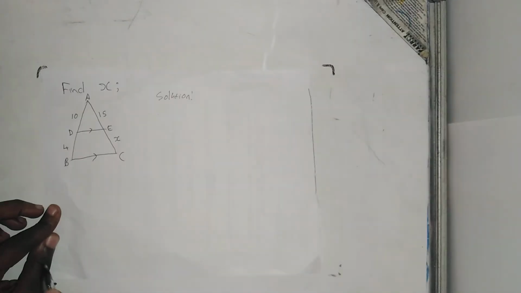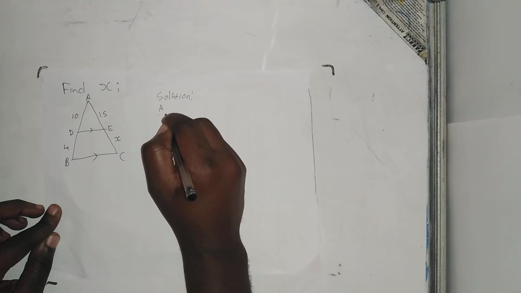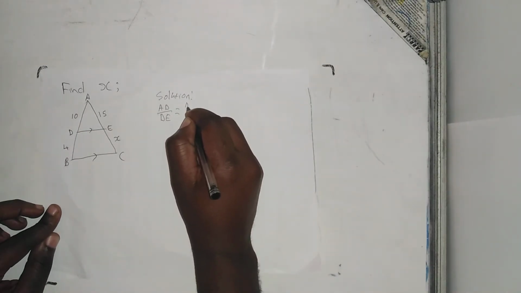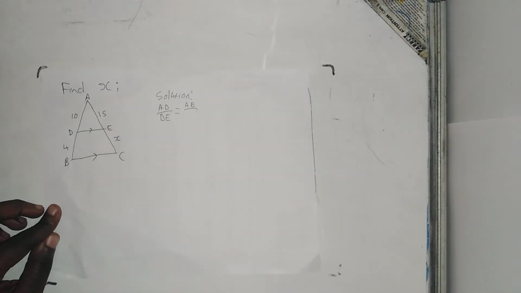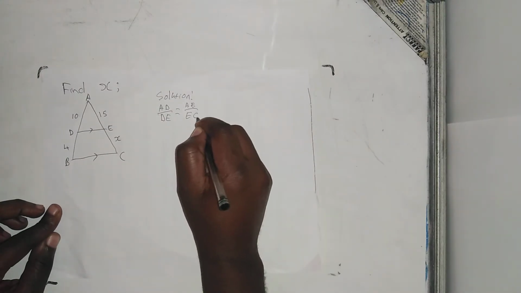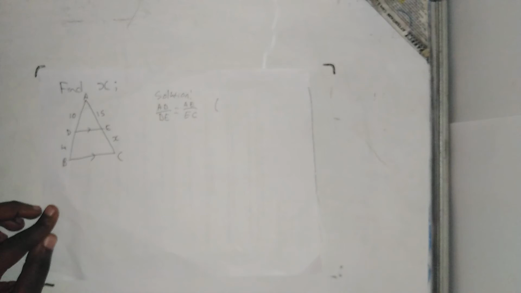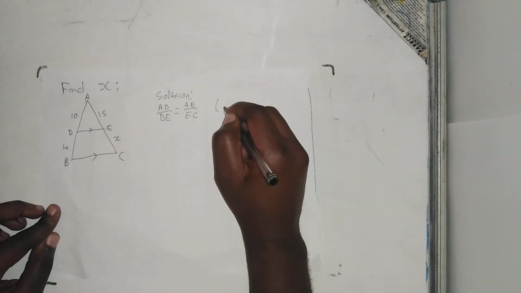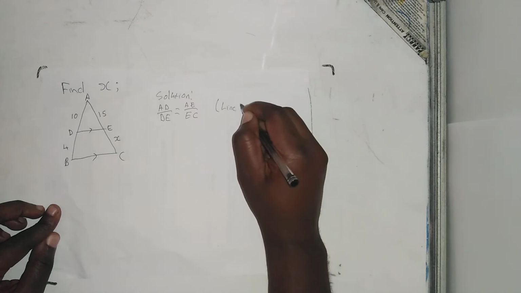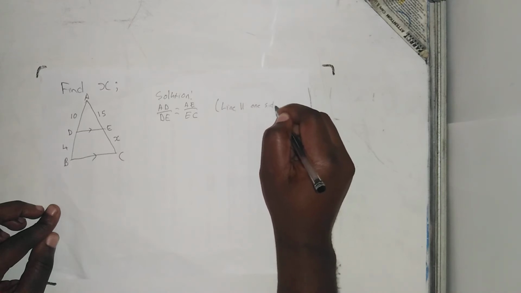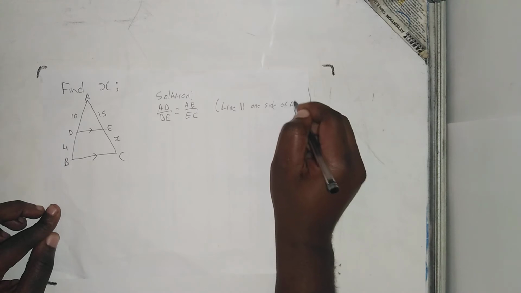So what are we going to say? The first thing that we're going to say: AD over DE is equal to what? Is equal to AE over what? Over EC. Now, why are we saying this? Because we can say proportionality theorem, as we said earlier, or I'm going to use this other one, line parallel to one side of the triangle. You must choose what you're going to use. You can use any of the two. All right.